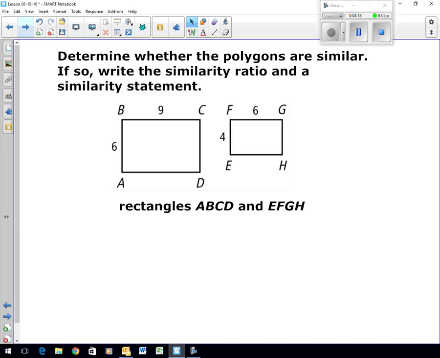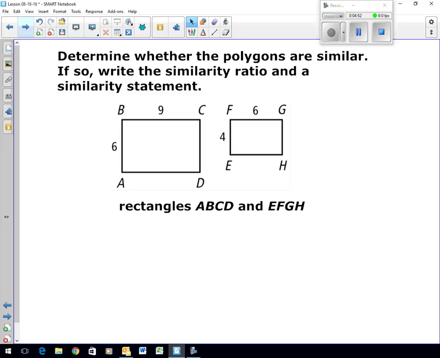All right, so check it out. Determine whether the polygons are similar. What makes them similar? Look at your definition. Somebody. Ratio. Similar ratio. No. Thank you. What makes polygons similar? Corresponding angles are congruent. Corresponding sides are proportional. Okay. If so, write the similarity ratio and the similarity statement.